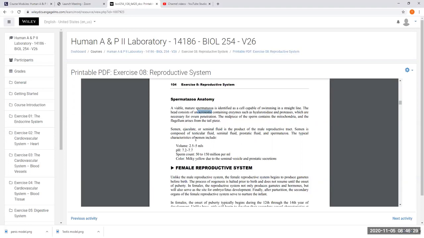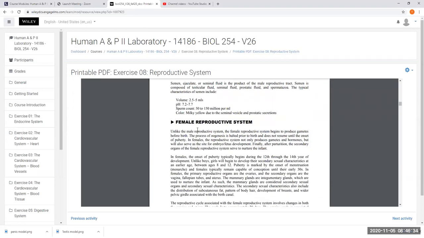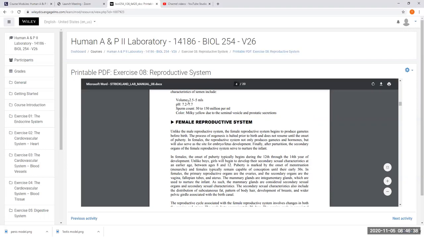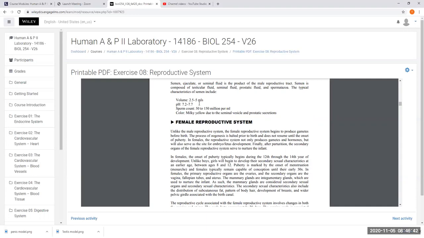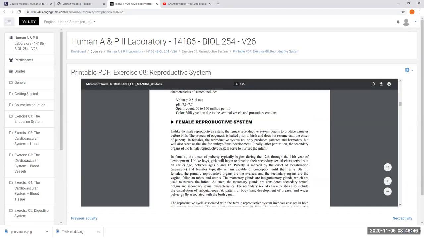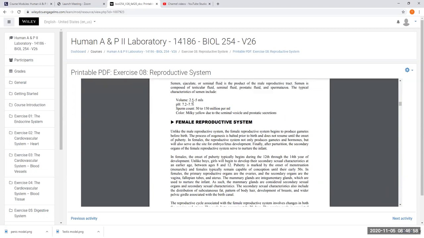No big deal. Now, as far as the male ejaculate is concerned, the volume can range from 2.5 to 5 milliliters, just give or take, depending on how much fluid is being secreted from the glands. The pH of the ejaculate is above 7, so it's in an alkaline range and can range anywhere from 7.2 to 7.7, which is a lot higher than the pH of the average urine.